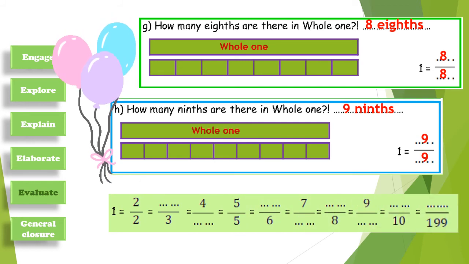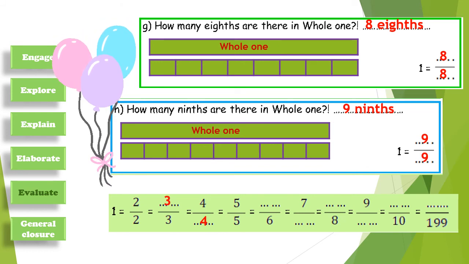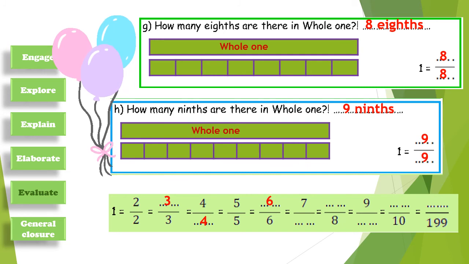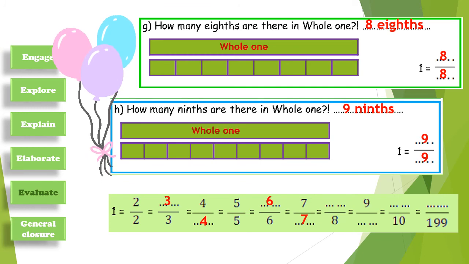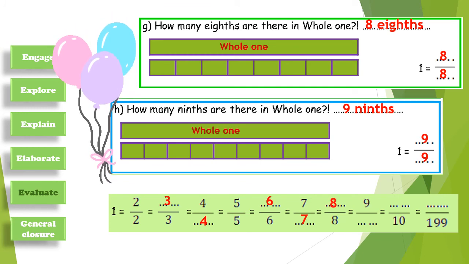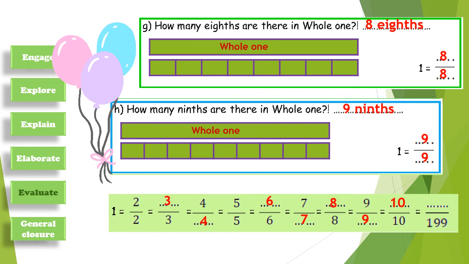So we can say that 1 equals 2 over 2, and 1 equals 3 over 3, and 1 equals 4 over 4, and the whole 1 equals 5 over 5, and 6 over 6, and 1 equals 7 over 7, and 1 equals 8 over 8, and 1 equals 9 over 9. The same number up, the same number down makes 1.